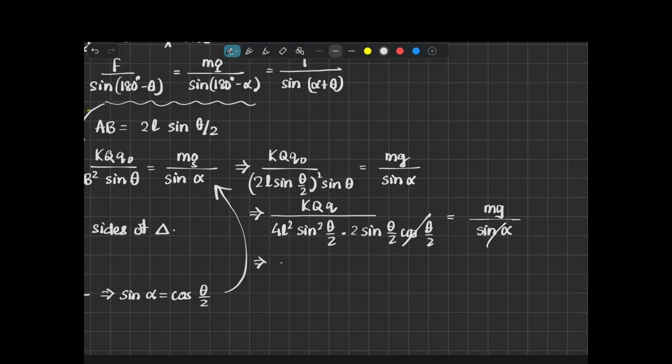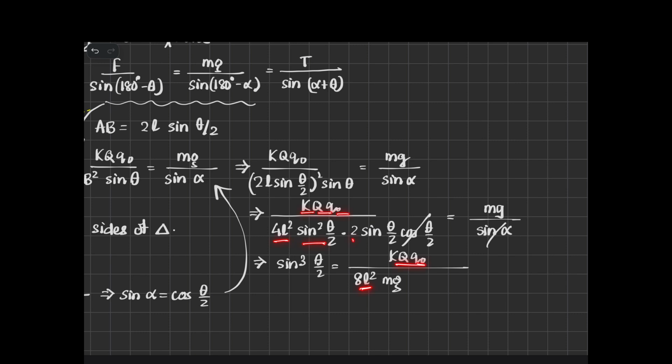So I am getting total sine cube theta by 2 equals, so the remaining terms are k q naught by 4L square and 2 becomes 8L square mg, right? Is there anything left? K q naught here, 4L square sine square theta by 2 into 2 becomes 8L square, and sine cube theta by 2 is here, cos theta by 2 is cancelled, and mg term comes here.